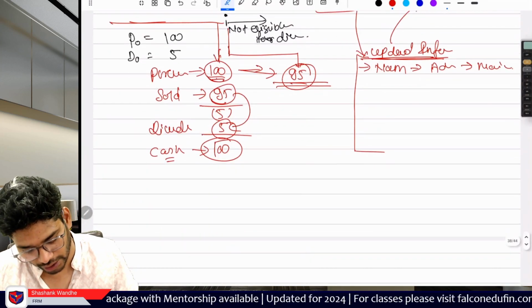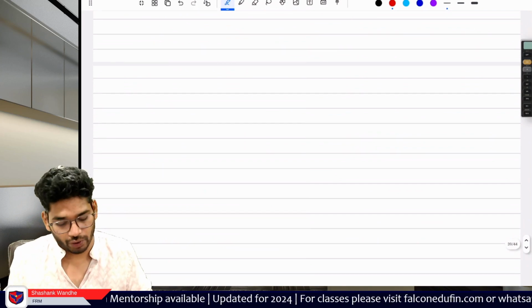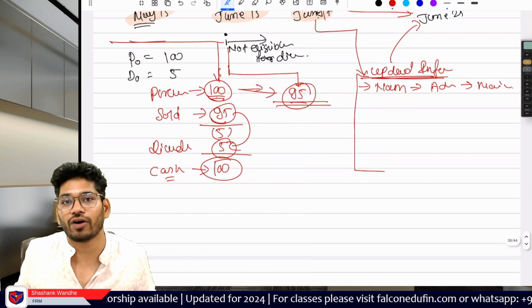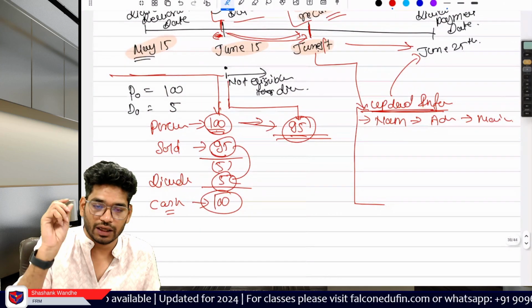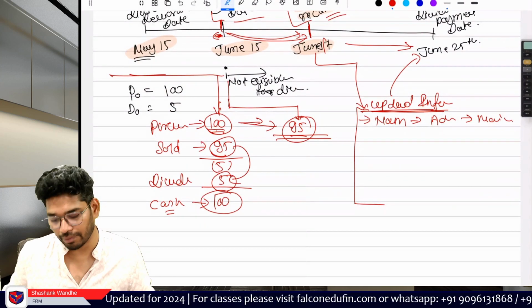So it depends on country to country, okay? So it's totally regulated. A company can't be like, okay, let's just declare the dividend and we won't pay the dividend. Not possible. If a company declares the dividend, they have a deadline. Before that time, they must pay the dividend.